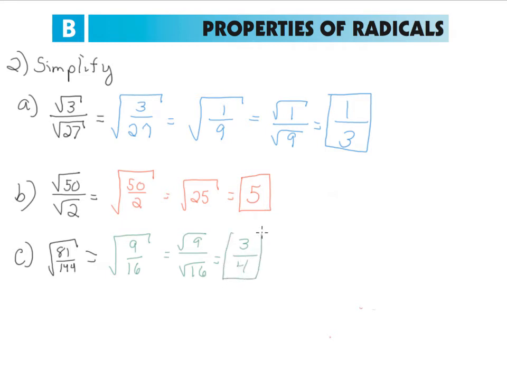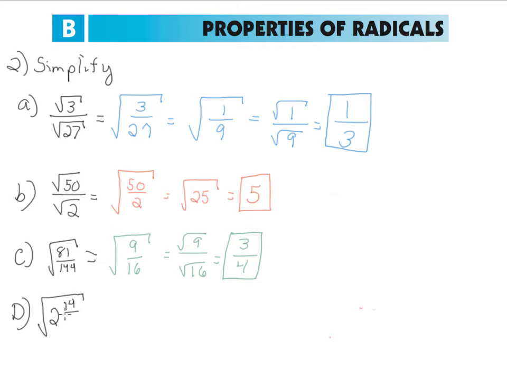Or I could have done the square root first. I could have said the square root of 81 is 9, and the square root of 144 is 12, and then simplified the fraction 9/12 into 3/4. It does not matter if you simplify first or last, but always remember to simplify.